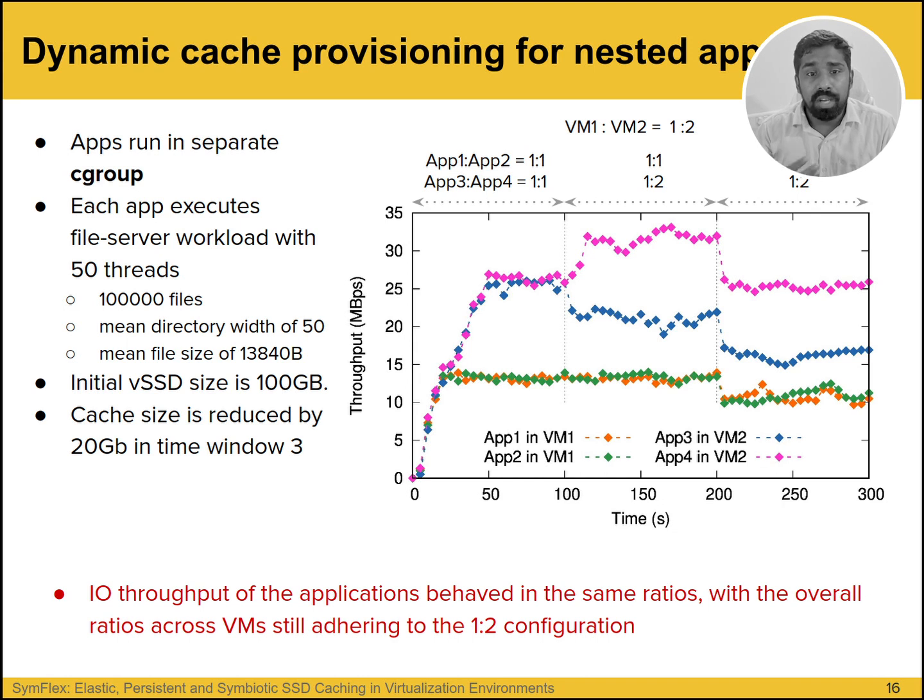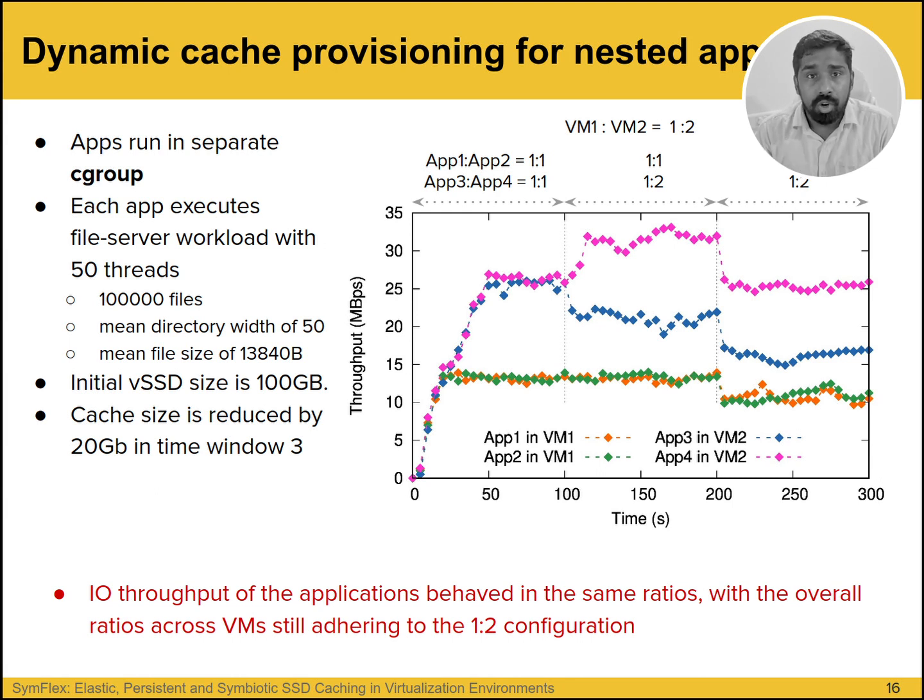This experiment evaluates the dynamic cache provisioning across nested applications. There are two virtual machines, each running two instances of a file system workload in separate cgroups. Initially, a total of 100 GB VSSD space is allocated across the two VMs in the ratio of 1:2. Applications 1 and 2 in VM1 and applications 3 and 4 in VM2 share their cache allocation in the same ratio, that is 1:1, and the IO throughput of these applications behaves in the same ratio.